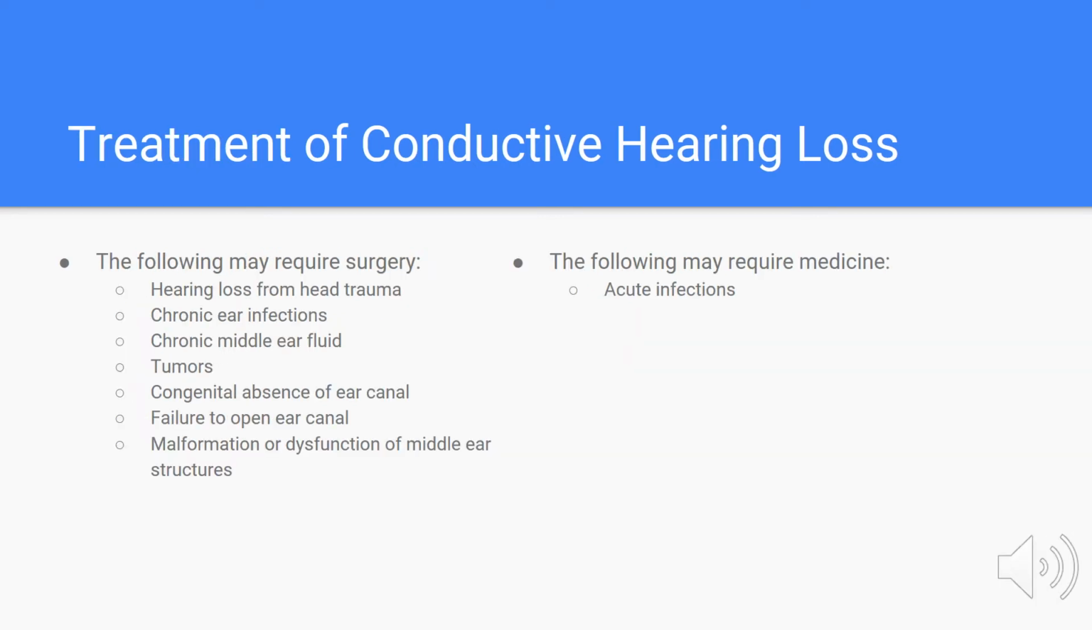Now that we have covered some causes, let's look into different treatment options. A conductive hearing loss is most commonly treated through surgery or medicine. If someone has a conductive hearing loss after experiencing hearing loss from head trauma, chronic ear infections, middle ear fluid, tumors, absence of the ear canal, failure to open ear canal, or malformation of the middle ear structures, surgery may be the best option. Acute infections may simply require medication.